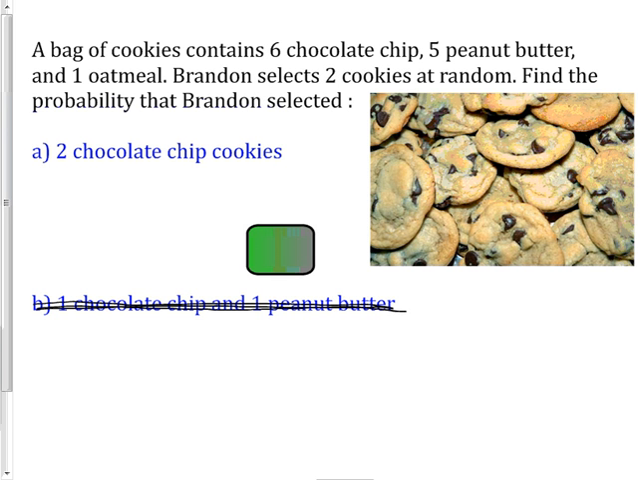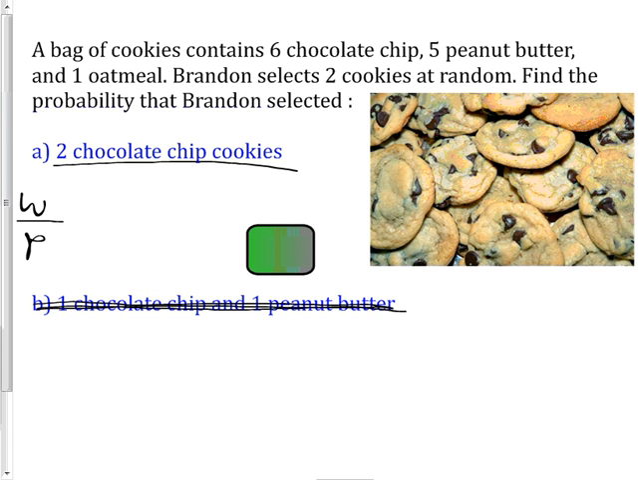All right, so here we go. A bag of cookies has 6 chocolate chip, 5 peanut butter, and 1 oatmeal. If he selects 2 cookies at random, find the probability they selected 2 chocolate chip cookies. All right. Do you agree that probability always is what you want over what's possible? Do you remember that? Okay.